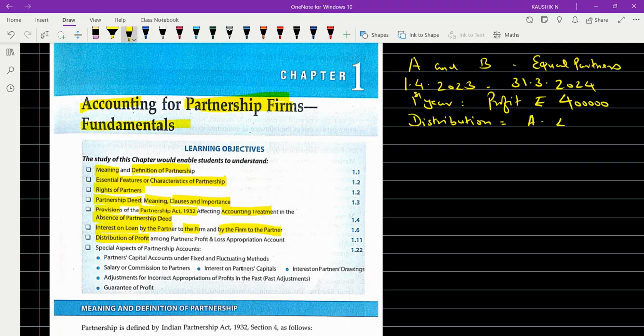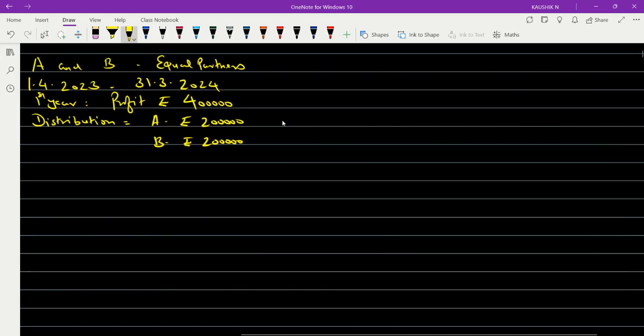Okay, so for A, it will be 2 lakhs, and for B also it will be rupees 2 lakhs. Right. So, for example, same category, the same example, let's see how it will be if they move to the next year and they make some changes.